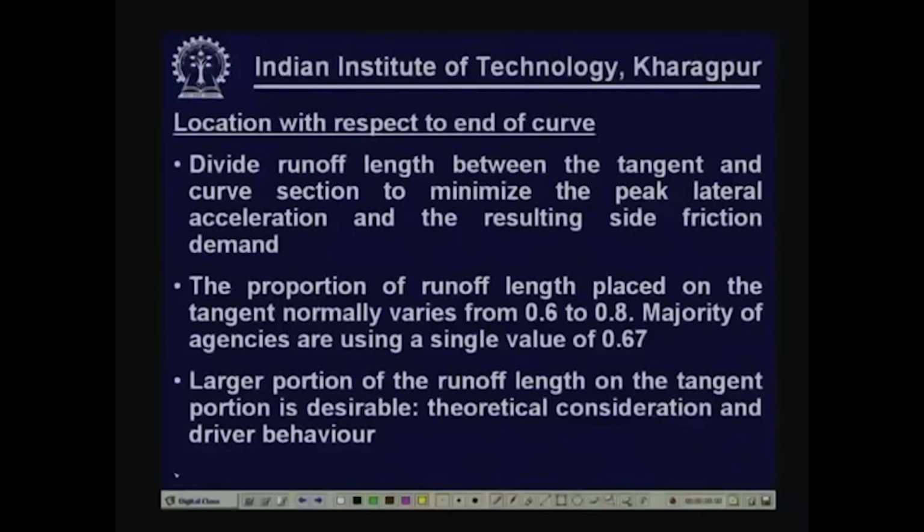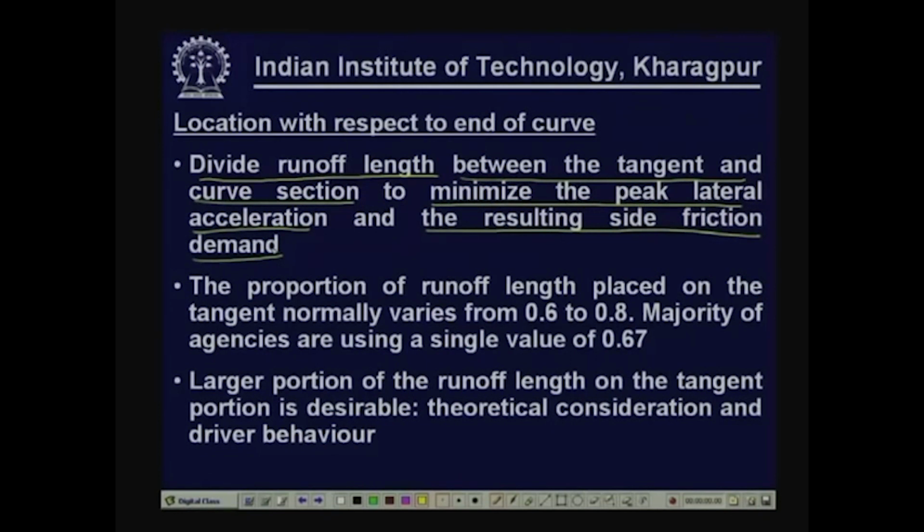So, what is normally preferable is to divide the runoff length between the tangent and the curve section to minimize the peak lateral acceleration and the resulting side friction demand. That is what is indicated. So, divide the runoff length between the tangent and curve section instead of providing the whole runoff length either on tangent or on curve section, and this is done to minimize the peak lateral acceleration and the resulting side friction demand.